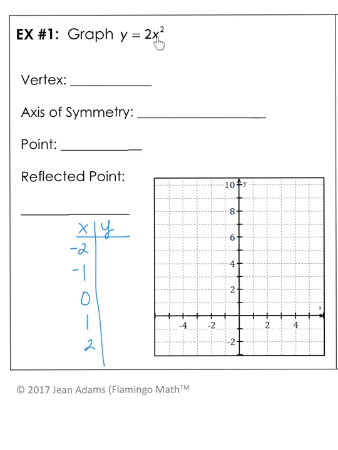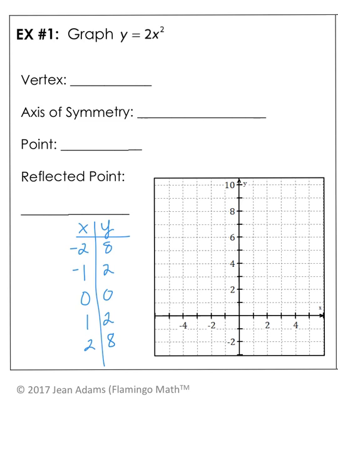All right, so we're going to put -2 in here. -2 squared is 4. 4 times 2 is 8. -1 squared is 1. 1 times 2 is 2. Then 0, right here, 0 squared is 0 times 2 is 0. And then we're going to take 1, square it. We get 1 times 2 is 2. And then finally, 2 squared is 4 times 2 is 8.